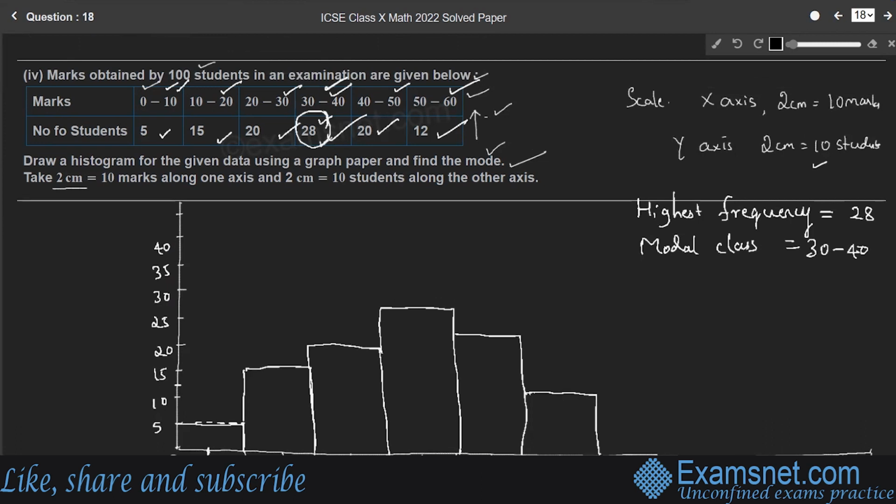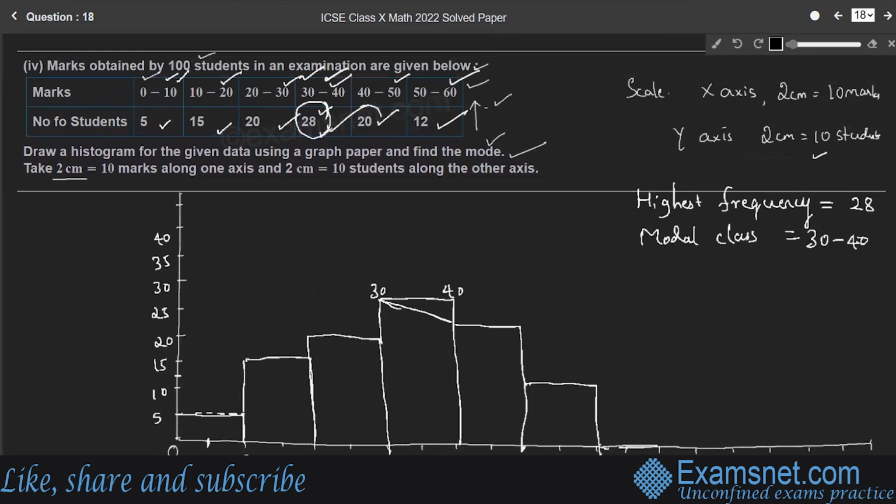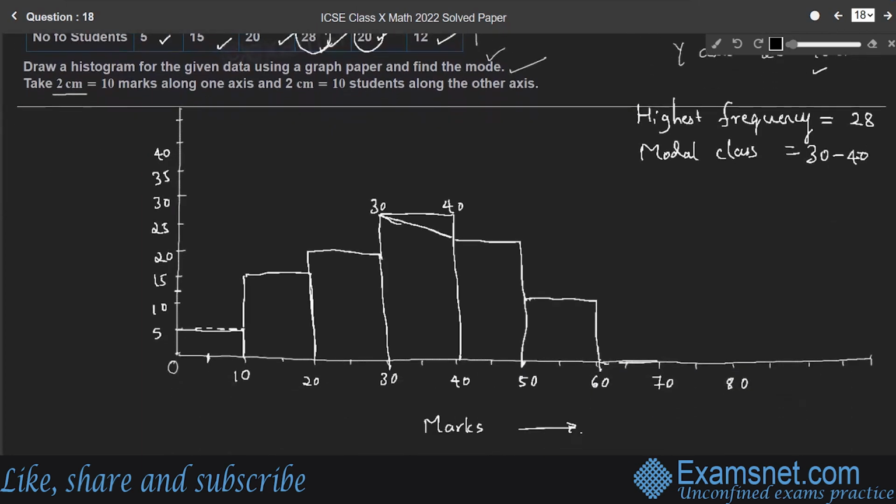Take the lower limit, 30, of the class 30 to 40. From that point, draw a line to the next frequency, which is 20 here. From the lower limit, draw a line to the next frequency, and from the upper limit, draw a line to the previous frequency.